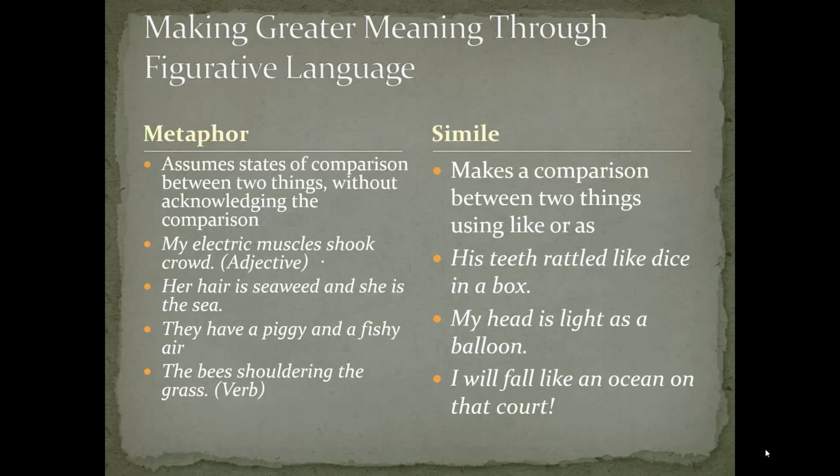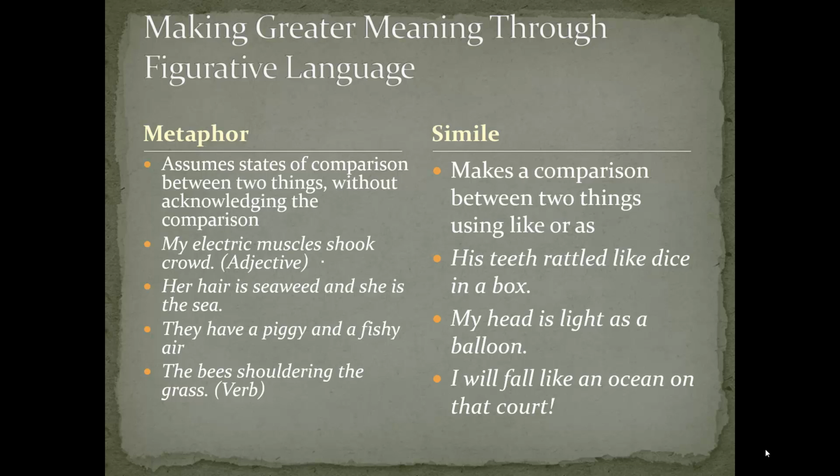Here are some examples. My electric muscles shook the crowd. Her hair is seaweed and she is the sea. They have a piggy and a fishy air. The bees shouldering the grass. So your metaphor can work as an adjective. It can work as a verb. It can do all kinds of things.